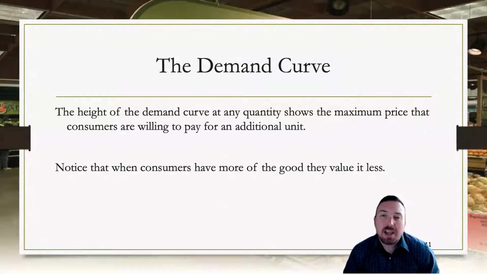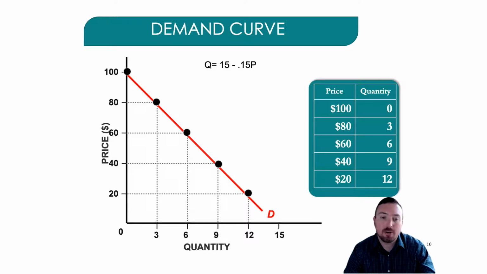A couple other things about the demand curve. The height of the demand curve at any quantity shows the maximum price that consumers are willing to pay for an additional unit, okay? So that demand curve, we'll go back here. This demand curve represents the maximum price that consumers are willing to pay. Consumers are willing to pay less than that, right?